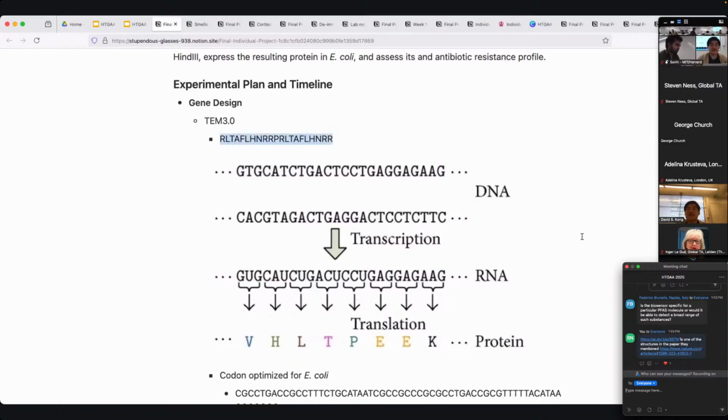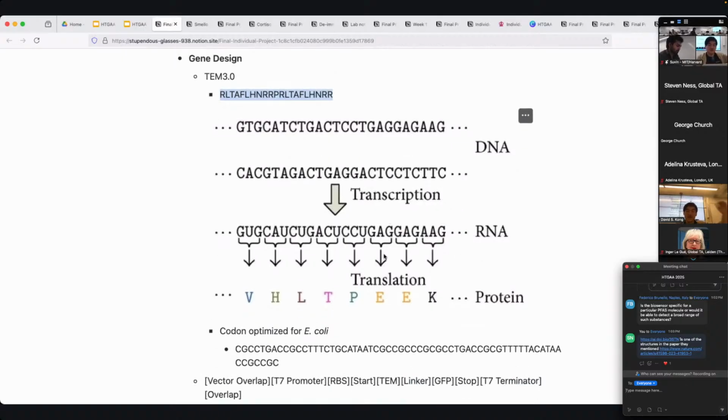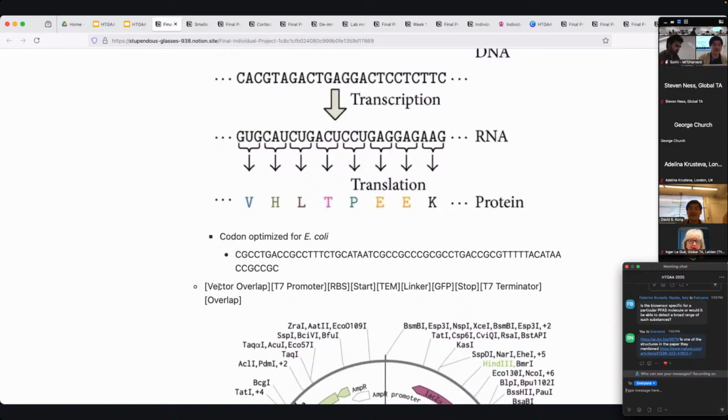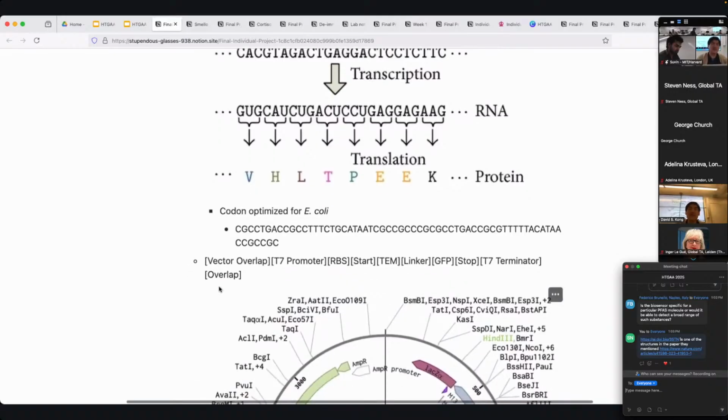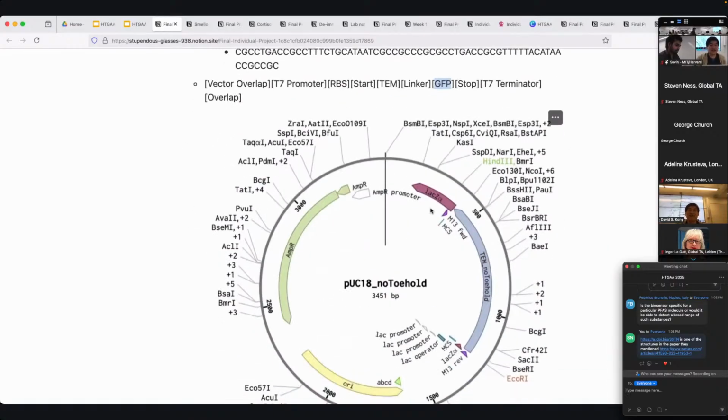So we have this right here, the amino acid sequence of the protein, and then we can reverse translate, and once we codon optimize for E. coli, we get this. Then, using the DNA design construct, we combine that with GFP to see if we produce protein or not, and put it into the whole T7 promoter, RBS, start, vector overlap, all that, and then we get this.